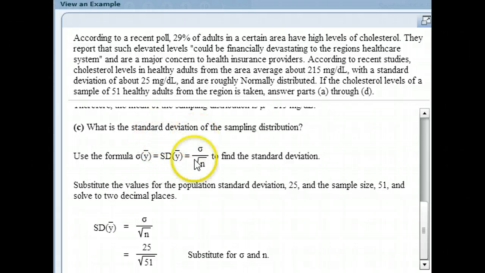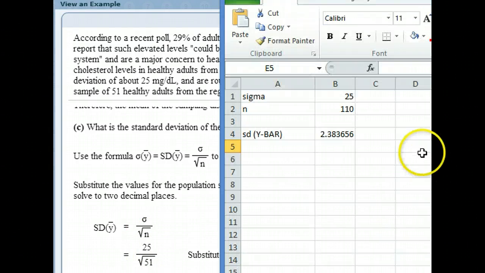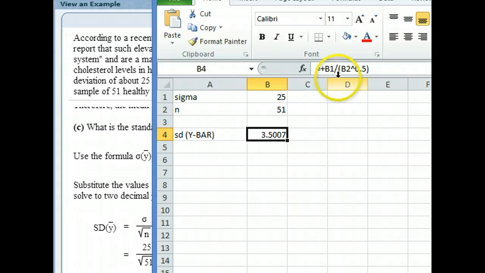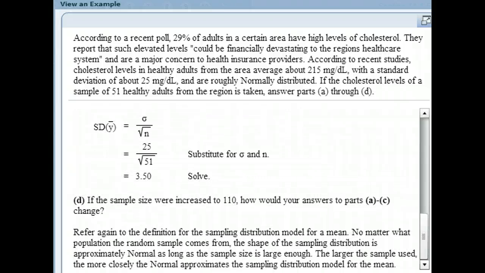If we are asked to find the standard deviation, it is found by calculating sigma divided by the square root of n. Sigma is given, the standard deviation of the population, and n is 51 in the first instance. And real quick, let's change this to 51. This calculates it for us. This is finding sigma, which is b1, divided by b2 raised to the half, which is the square root. So we're really employing this formula here in this Excel sheet to come up with 3.507, which is exactly what they come up with here. So you can do this with a calculator or in Excel, as I showed you.